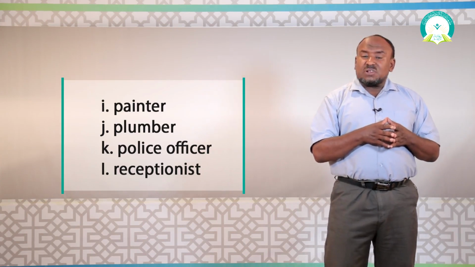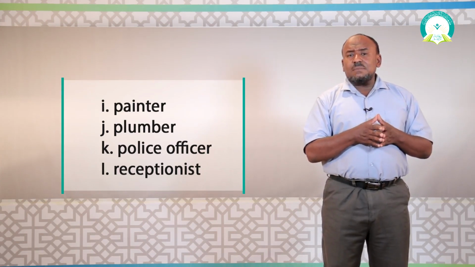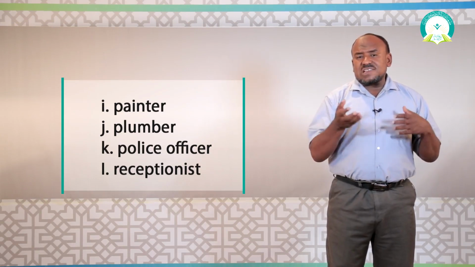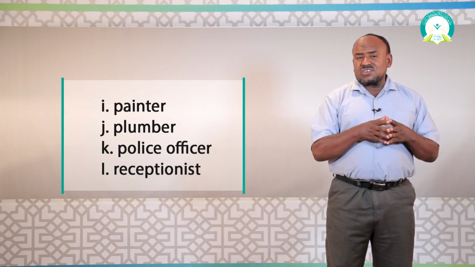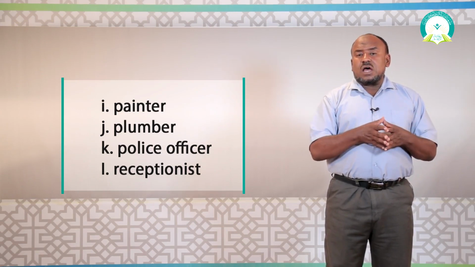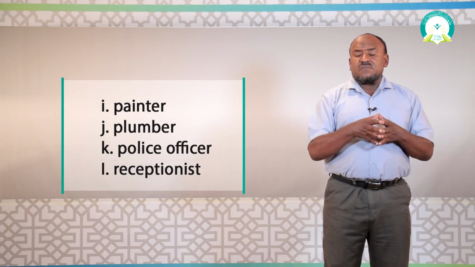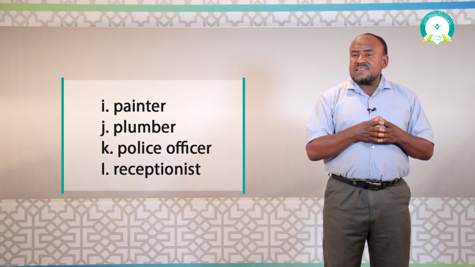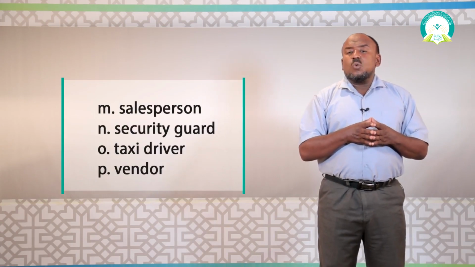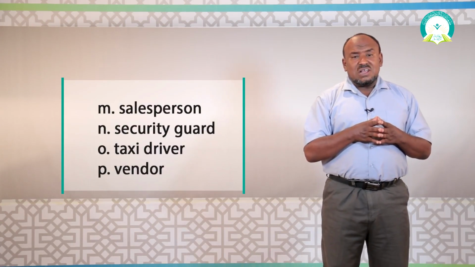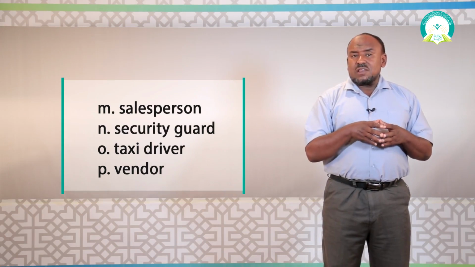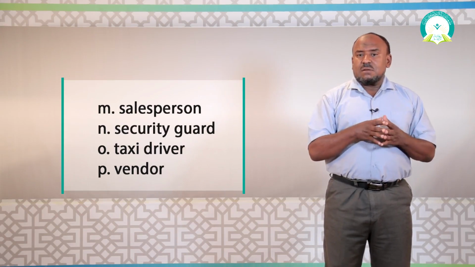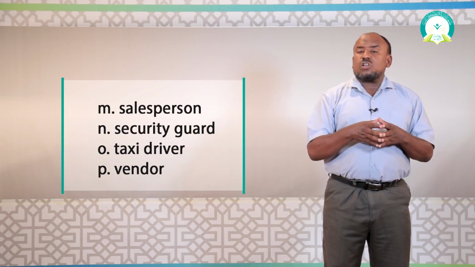Number K, we have police officer. Number L, we have receptionist, the one who receives calls and types messages in any facility. Receptionist. Number M, we have salesperson, the person who sells, also a sales representative, the person who promotes goods.